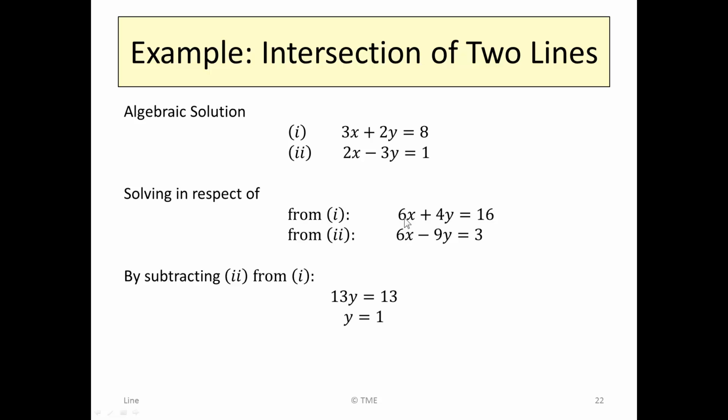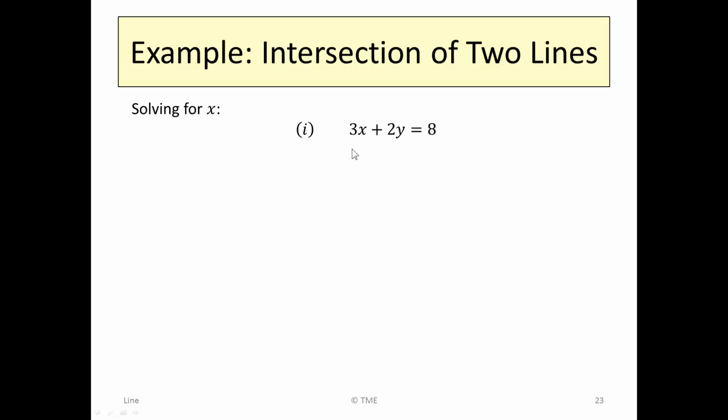If we now subtract one line from the other, the 6x from the 6x, we get nothing. Subtracting minus 9y from 4y, we get 13y, and 16 minus 3 gives us 13. So 13y is 13. We find that when y is 1, these equations are intersecting. But what's the x value?